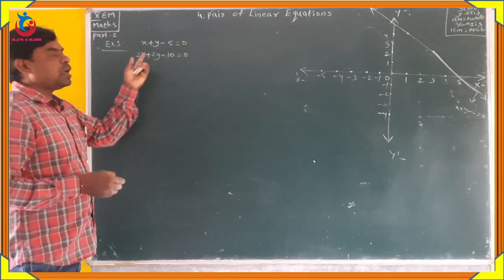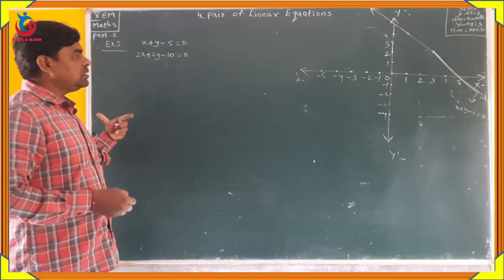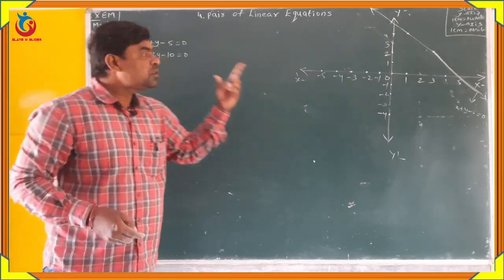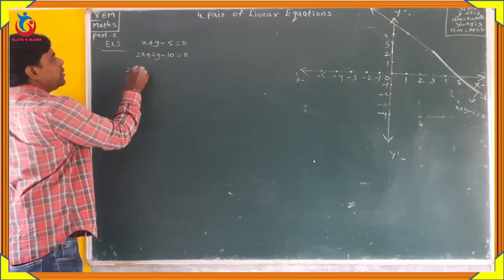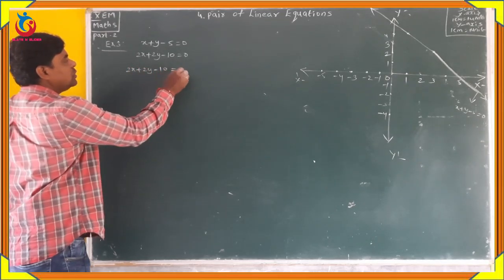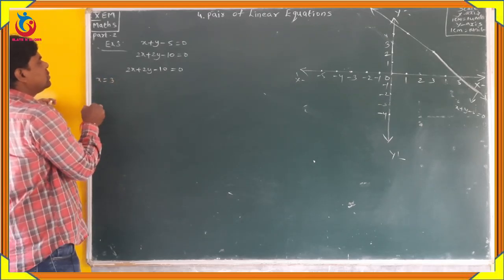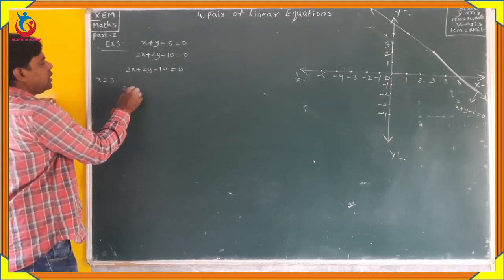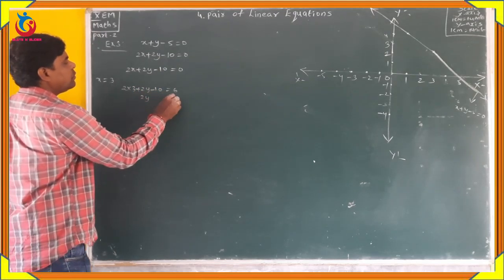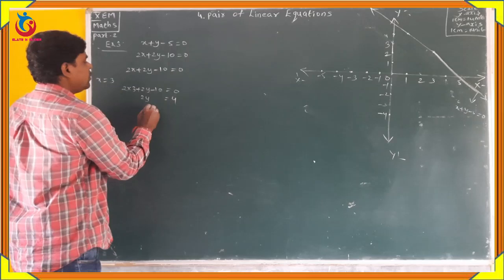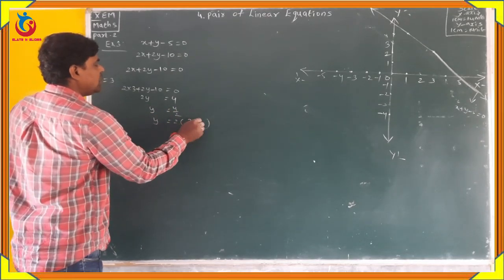So we have to draw the graphs for these two lines, and for the first line we can find the points easily and we get the same equation. So now I am finding only for the second equation, that is 2x plus 2y minus 10 is equal to 0. Here I will take x is equal to 3, then 2 into 3 plus 2y minus 10 is equal to 0. So 2y is equal to 4, y is equal to 4 by 2. So y is equal to 2. The point will become 3 comma 2.